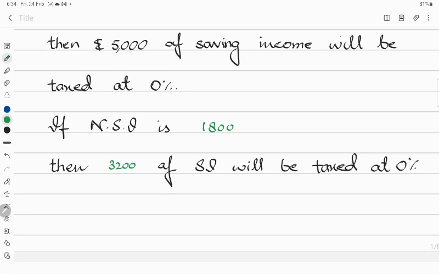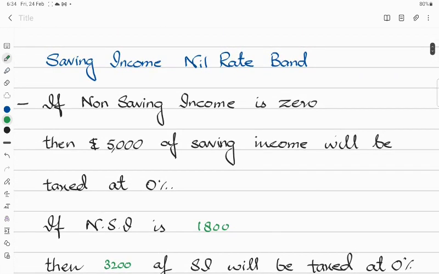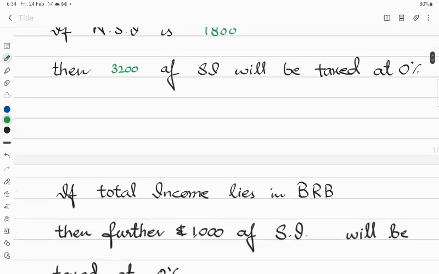If your non-saving income is 1800, it means up to 5,000 there is a remaining 3200 portion of saving income that can be taxed at 0%. So these are the saving income nil rate band rules with reference to non-saving income.